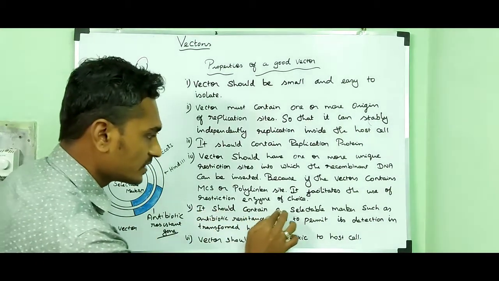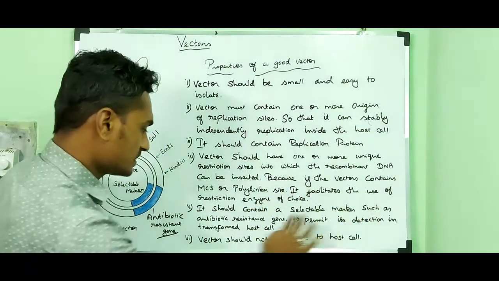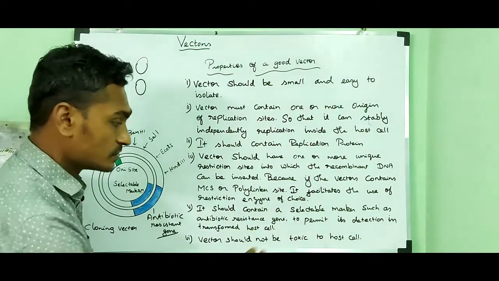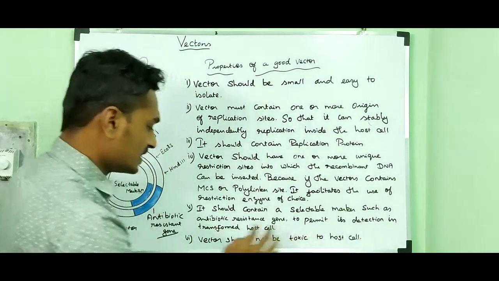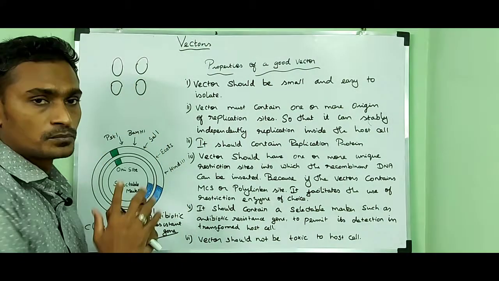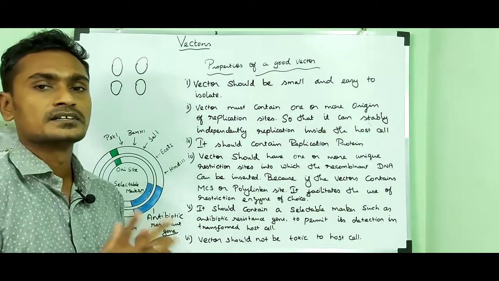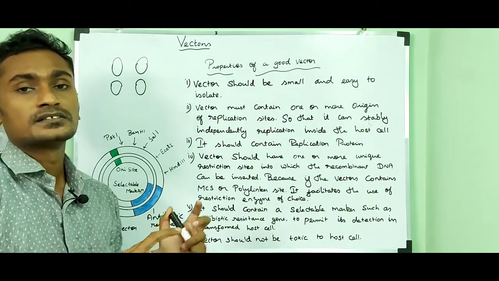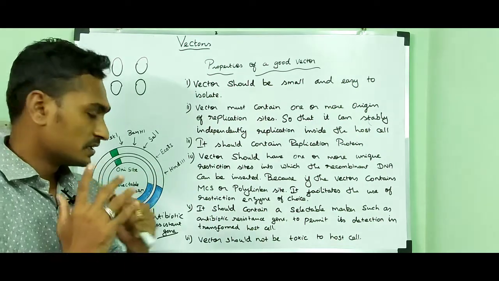So it should contain a selectable marker such as an antibiotic resistance gene to permit its detection in the transformed host cells. So with that selectable marker we can isolate the recombinant DNA, that is, the plasmid with the recombinant DNA.